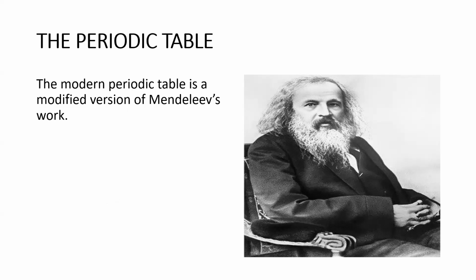Now, the modern periodic table is a modified version of Mendeleev's work. Remember, Mendeleev arranged elements according to their atomic masses. But other scientists did some work to modify it because he encountered some problems. Let's look at some of the problems he encountered.